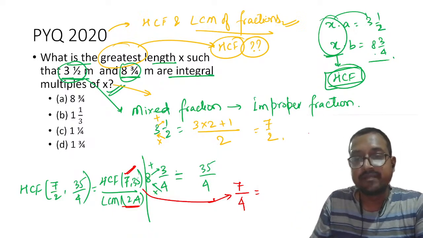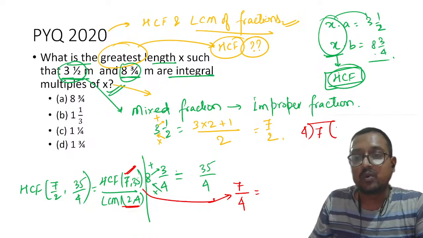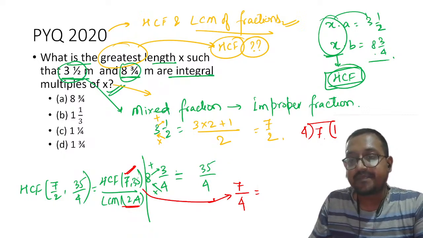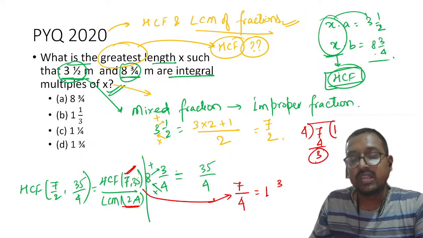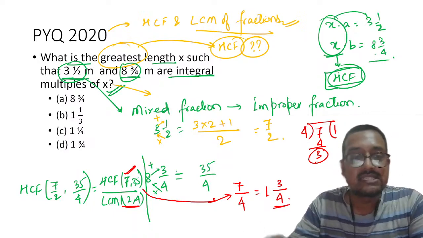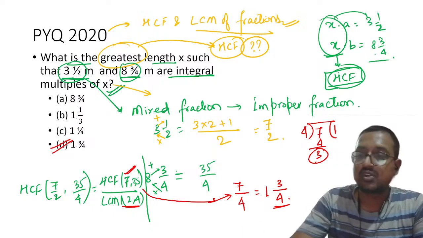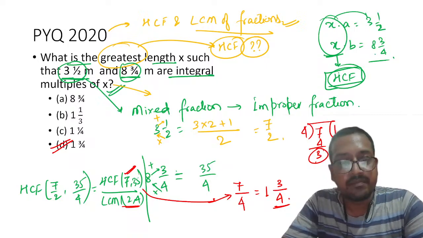You have to divide 7 by 4. What will be the quotient? The quotient will be 1, the remainder will be 3. That means the quotient will be written as the whole number, and the remainder will go into the numerator divided by 4. Understood? So that is your answer, that is D. Understood by everyone? Yes, Karthikeyan, you are very correct.